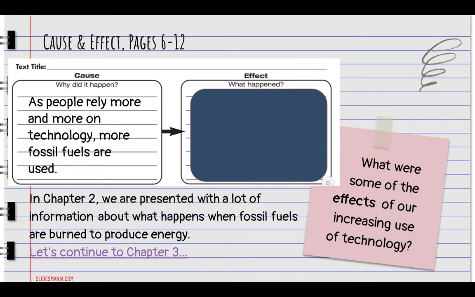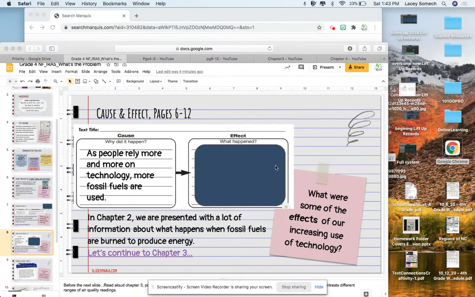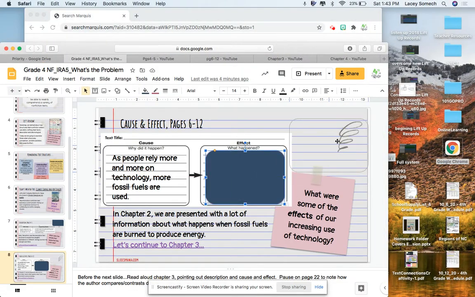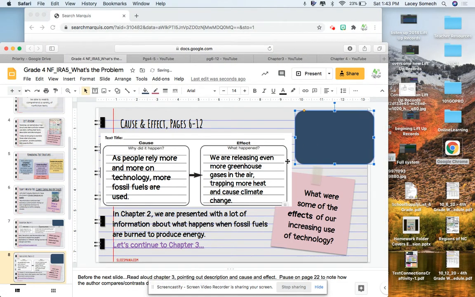But notice how that concluding paragraph that I just read to you on page 12 uses the cause and effect text structure to make us aware of the effects of our increasing use of technology on the climate. So already, like I just mentioned, as people rely more and more on technology, and more fossil fuels are used, what's the effect, friends? What's the effect of our increasing use of technology? All right, let me reveal what Mrs. Somick had down here. Because we're releasing even more greenhouse gases in the air and trapping more heat, this is causing our climate change.